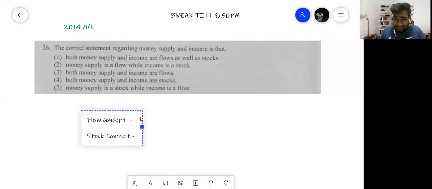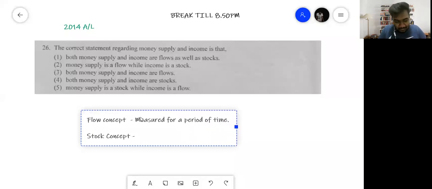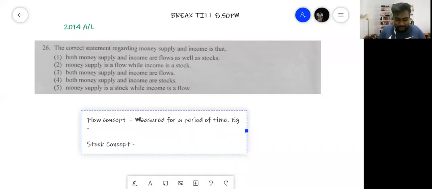A flow concept is anything in economics which you measure for a period of time. Not a point of time, measured for a period of time. For example, we can say GDP. We say GDP for the year 2019. So for that period, this was the GDP.